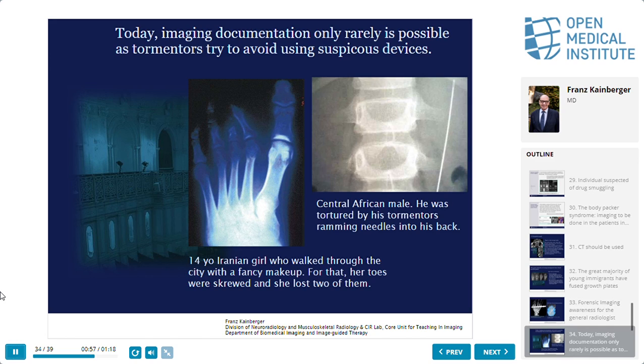Especially in Iran, the former secret service of the Shah, the Savak, was very good at extracting nails from the victim's hands and feet, and the nails would grow again, and therefore there was no chance to document it. They are also very good at psychiatric forms of torture, because we as radiologists have no chance to document that.